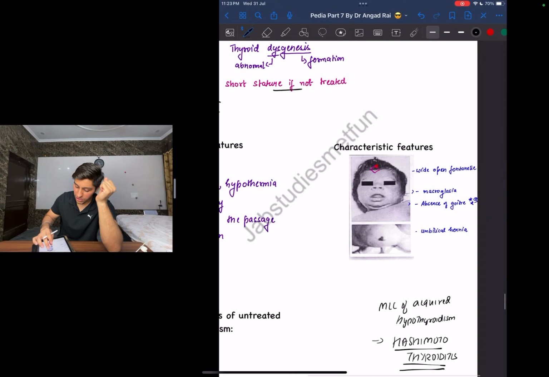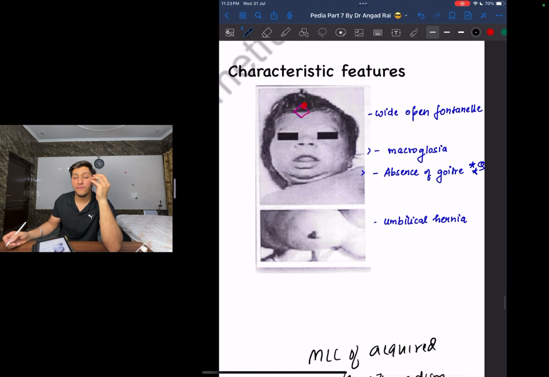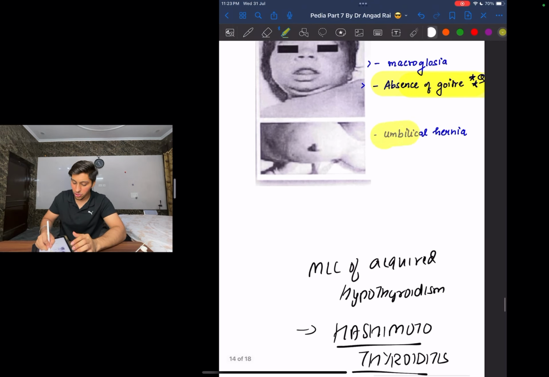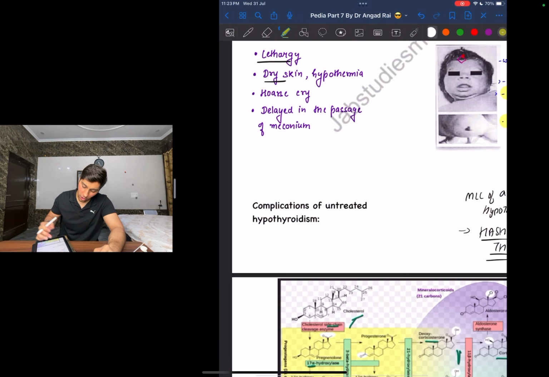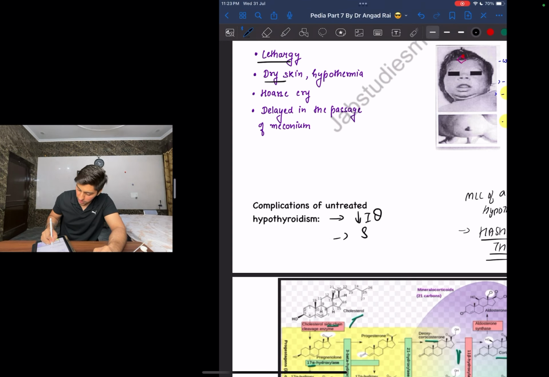If you see the features over here, you will see there will be a wide open fontanelle. They will have macroglossia, which is a big tongue. And remember, very important, they don't have any goiter. Along with that, if you see the abdomen, there is also an umbilical hernia. If they ask you what are the complications of untreated hypothyroidism, they will be reduced IQ, and also the baby will have short stature.